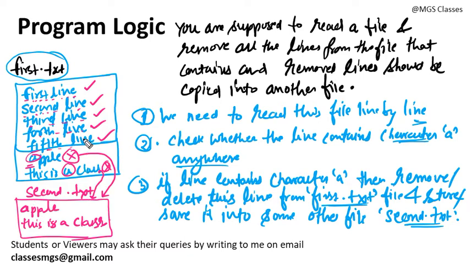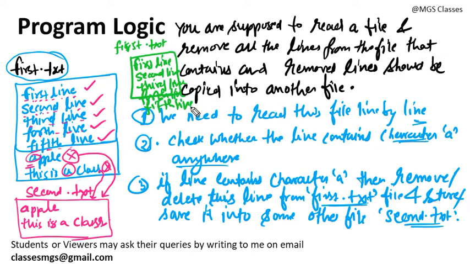After running your program, the first.txt file should look like this. I am drawing it. First.txt should look like this. It should only contain this line, first line, then second line, then third line, and then fourth line, and then fifth line. Okay, so this is essentially needed.